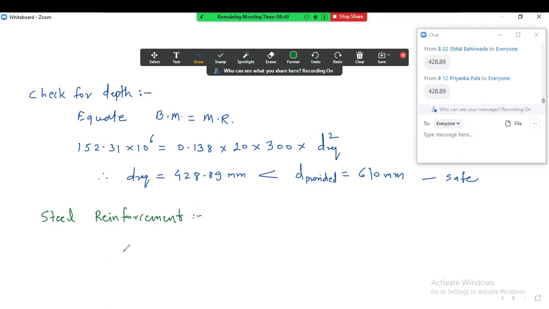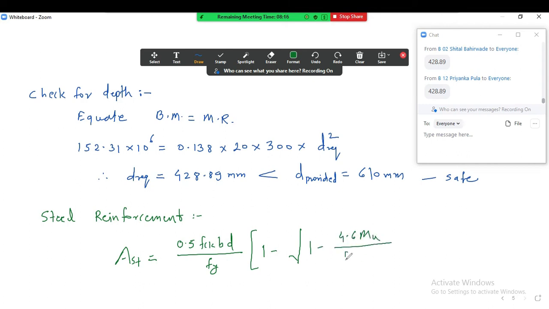So you know the formula, Ast is equal to 0.5 fck bd divided by fy, into 1 minus under root 1 minus 4.6 Mu upon fck bd square. So this is the formula for Ast. Now put all the values.